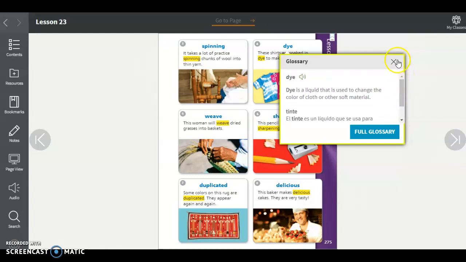Dye. So this dye is not like how if you had a dog that died, that is no longer with us. That is not the same dye. This dye is a liquid that is used to change the color of cloth or other soft material. So this is a good idea. Many of you will soon maybe dye some eggs for Easter. Now this is not the dye where something is no longer living. This is where you change the color of something. What is something around you that has been dyed a different color?